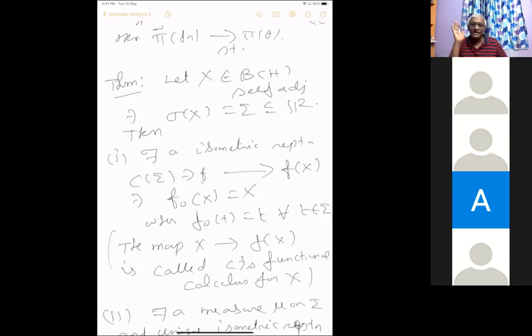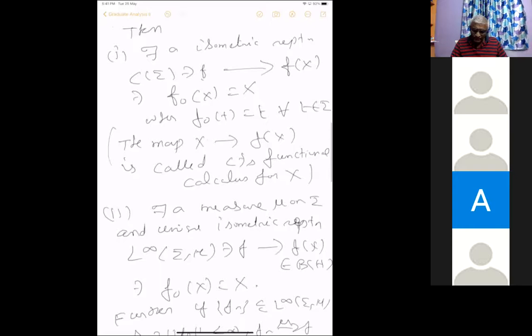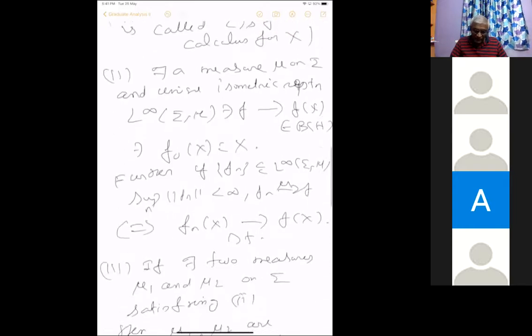So if you have any continuous function on the spectrum, then we can make sense of f of x. Earlier we could make sense for a polynomial. Now we can make sense for any continuous function. So that's what this theorem says. Now we can talk about measurable functions. Then we can extend this to L infinity, and all these things are already proved.